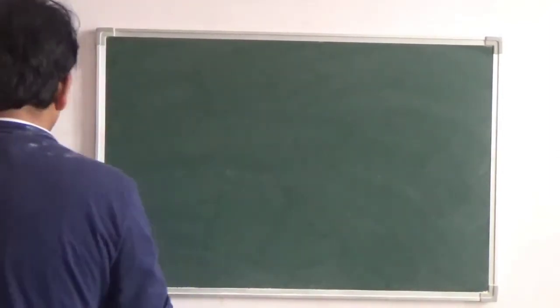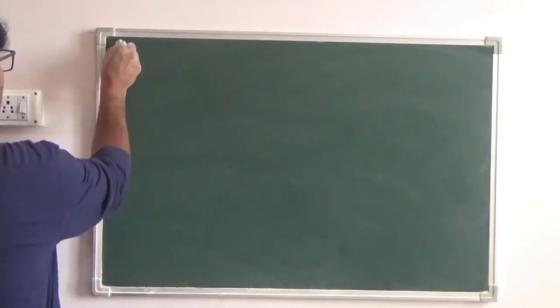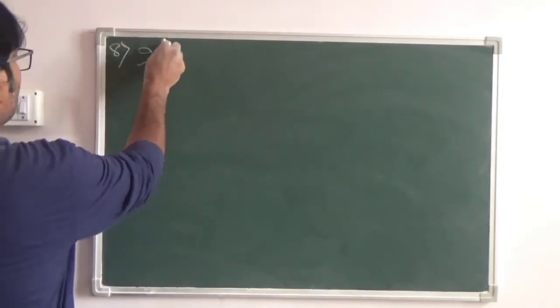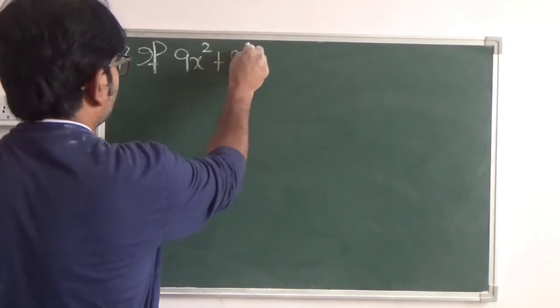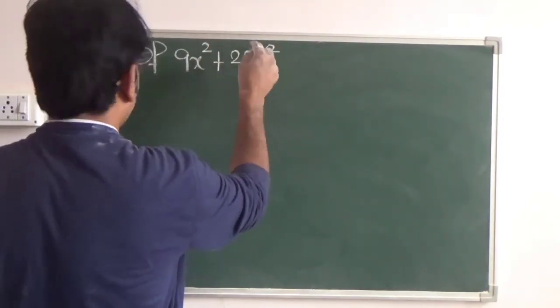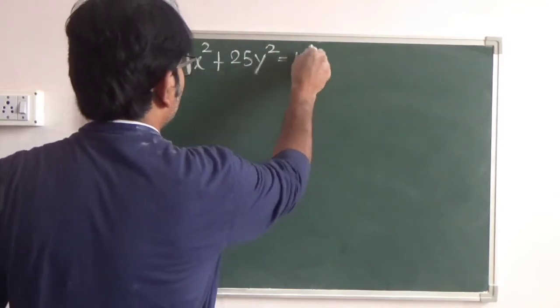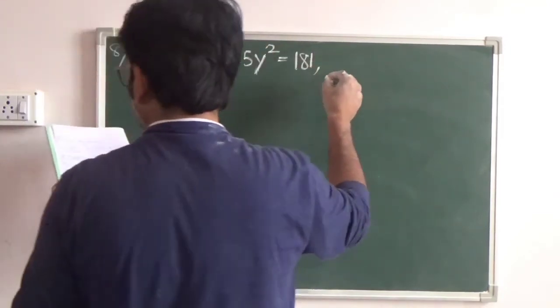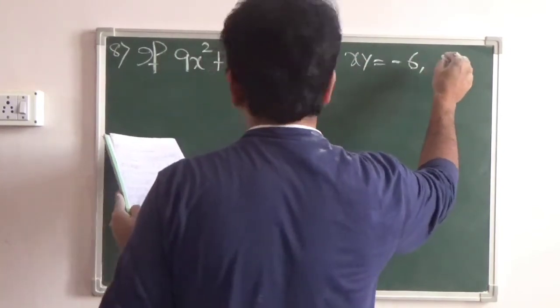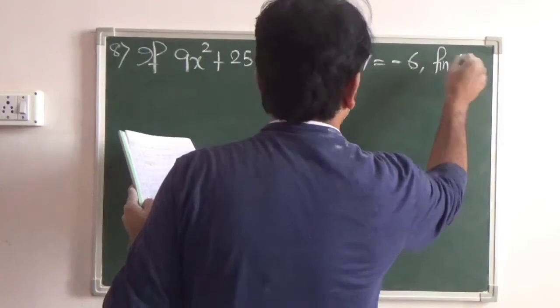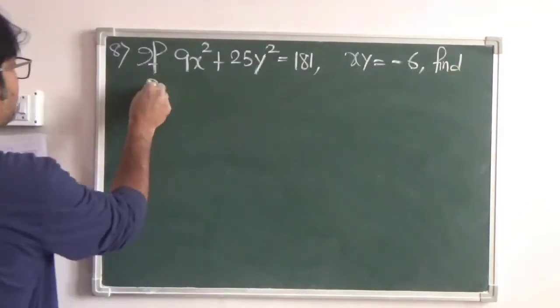Then we got question number 8. If 9x square plus 25y square equals 181, xy is equal to minus 6, find 3x plus 5y.